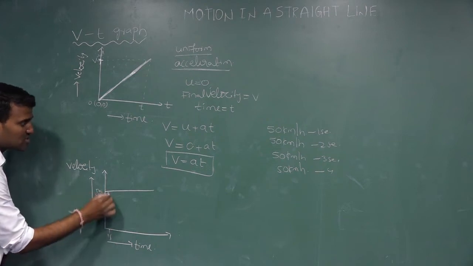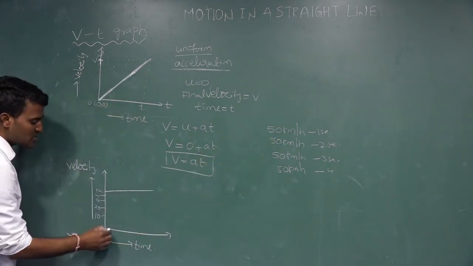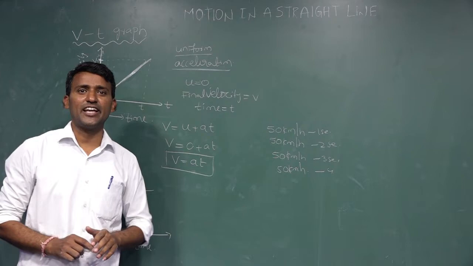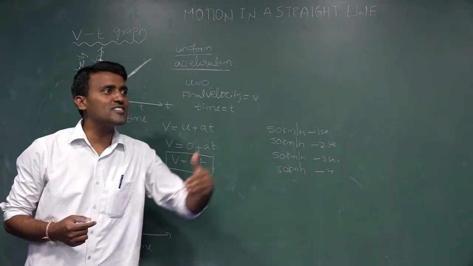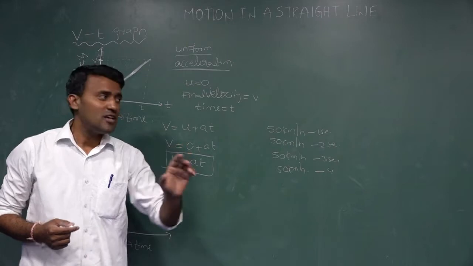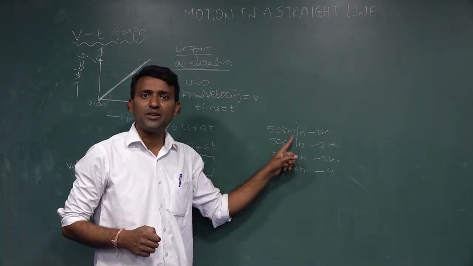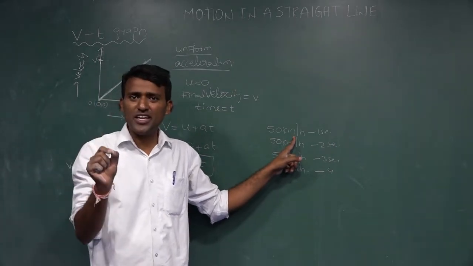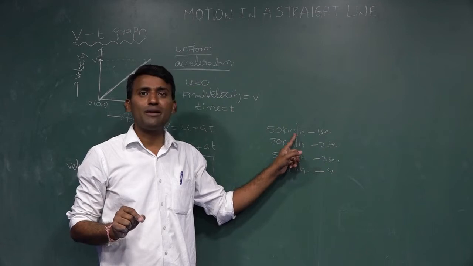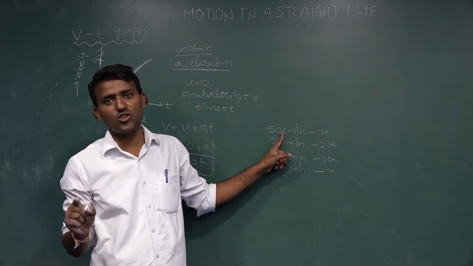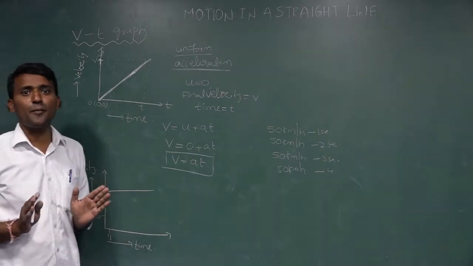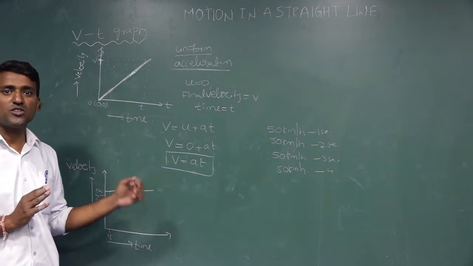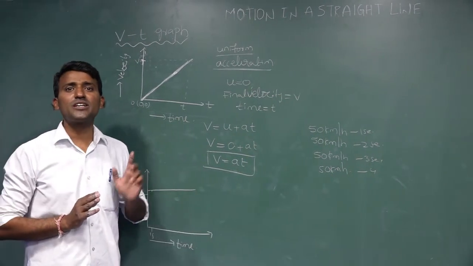First second, what is the speed of the vehicle? What about the velocity of the vehicle? Speed does not have direction. If you are going towards the north direction at 50 km per hour, that is velocity. But if I give only the magnitude, 50 km per hour, that is speed. If I give the direction also, that is velocity. Speed is a scalar quantity, velocity is a vector quantity.